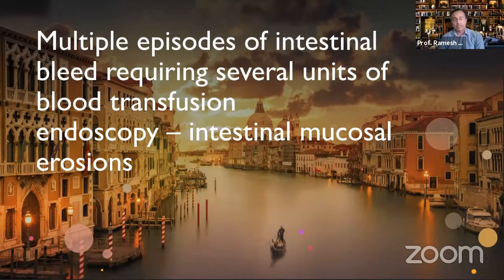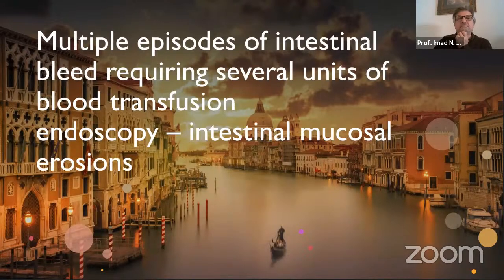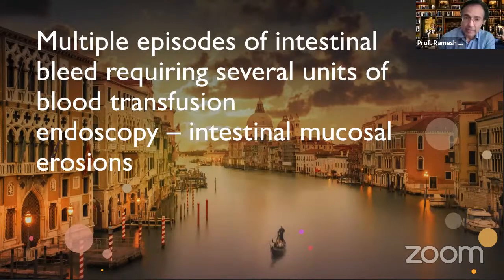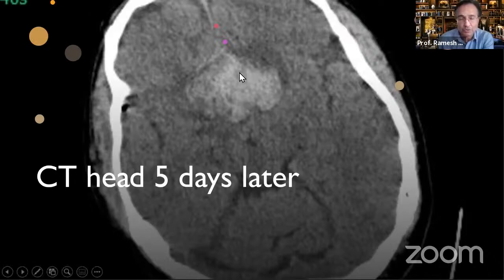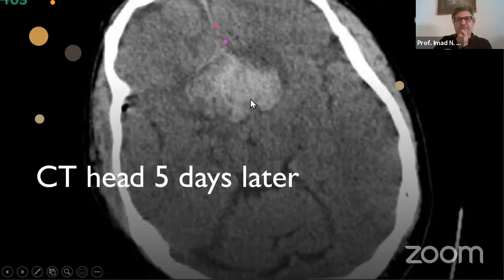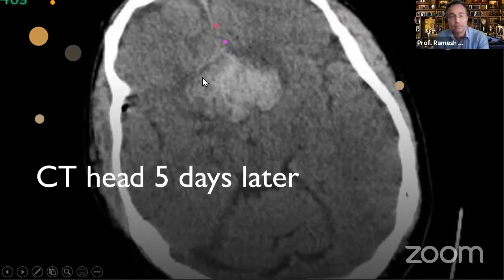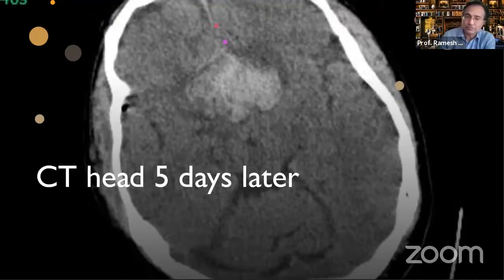The intestinal specialists did an endoscopic investigation, which revealed some mucosal erosion. There was nothing more major, like an ulcer or duodenal ulcer, that required any surgery, but he was losing blood. The scan we did while he was in the ITU, ventilated, showed this hematoma. I suspect this was a fluid, not a very significant clot, just fluid blood. But at that time he didn't have any other concern.